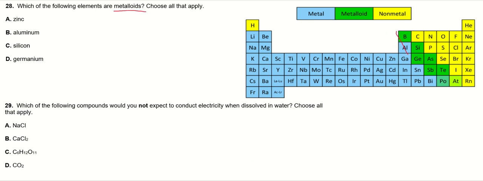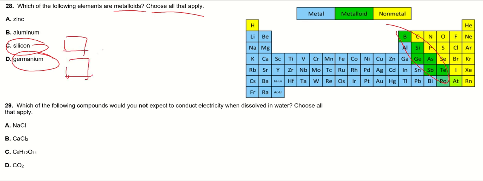All right, what's a metalloid? It's going to be one of these. So silicon. Oh, choose all that apply. Okay, there's another checkbox question. All right, here we go.